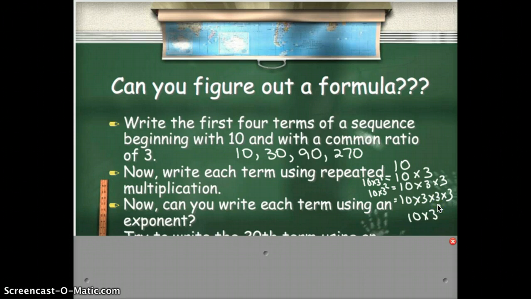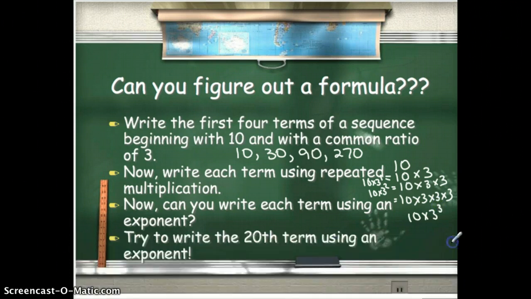Okay. I want you to notice what's happening here. See if you can find out something. We start with our base number, and then we take our common ratio to a power. This was my 4th term; I took it to the 3rd power. My 3rd term, I took it to the 2nd power. My 2nd term, I took it to the 1st power.